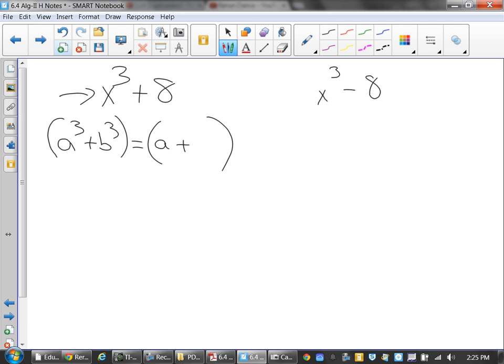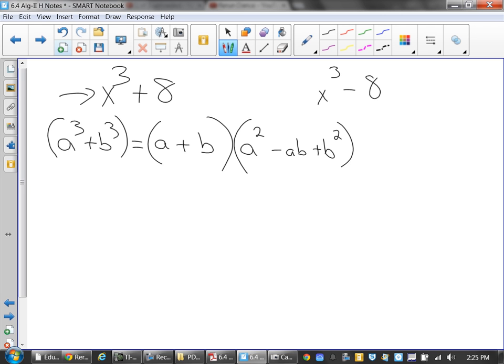A plus b times the following: first term squared minus the 2 terms multiplied together plus the last term squared. Okay. The sum of cubes will always follow that pattern. If the first one is a perfect cube, it's playing the role of A. If the second one is a perfect cube, it's playing the role of B.